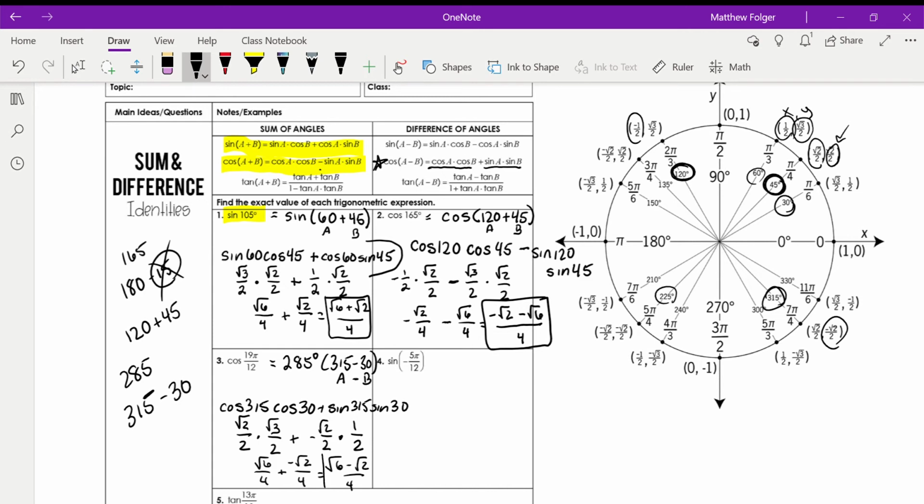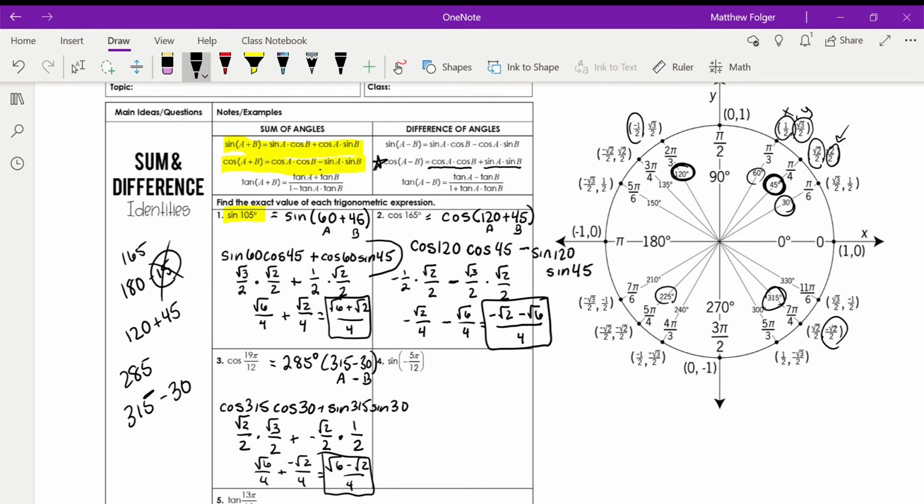Okay? Again, there were multiple ways to get that answer. If you look on the answer key, there's actually another way. They just left the whole thing in radians, but they actually did it using different numbers, which is fine. I think they might have used 330 minus 45 instead of 315 minus 30. But either way, they got the same answer. You can check that on your own if you want.